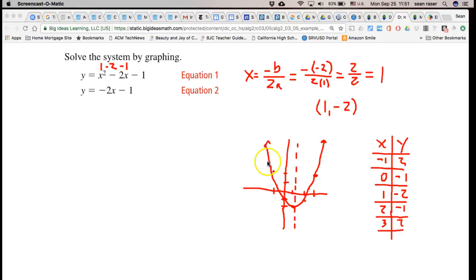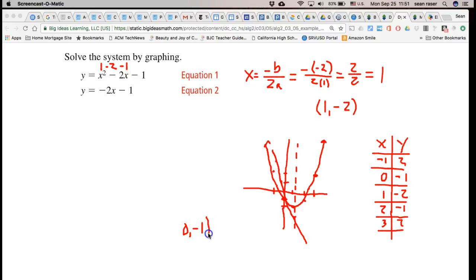Okay? Now, for our other equation, we just go ahead and plot our y-intercept, which is at -1, and it has a slope of -2. So down 2 over 1, up 2 over 1, up 2 over 1. So here, if we go down like this, in this case, our point of intersection looks like it's right here at the y-intercept, x equals 0 and y equals -1.